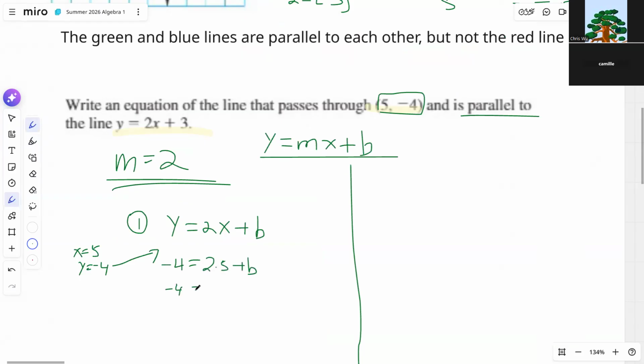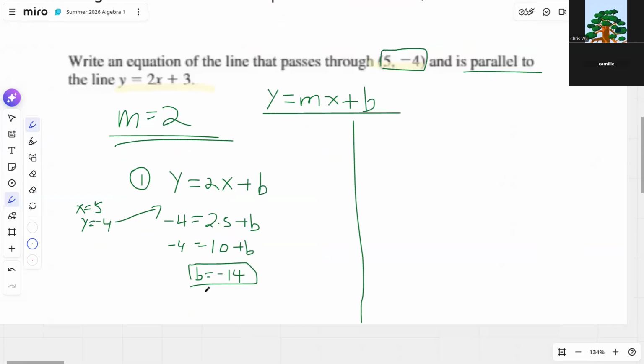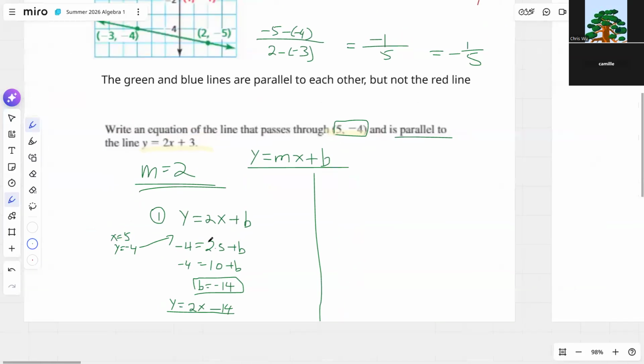Hence, -4 is equal to 10 plus b. Then b is actually -14. And once I have m equals 2, b equals -14, I get y equals 2x minus 14. Now, if you plug in 5, you see that indeed it gives me the answer that I need. This is my method 1.